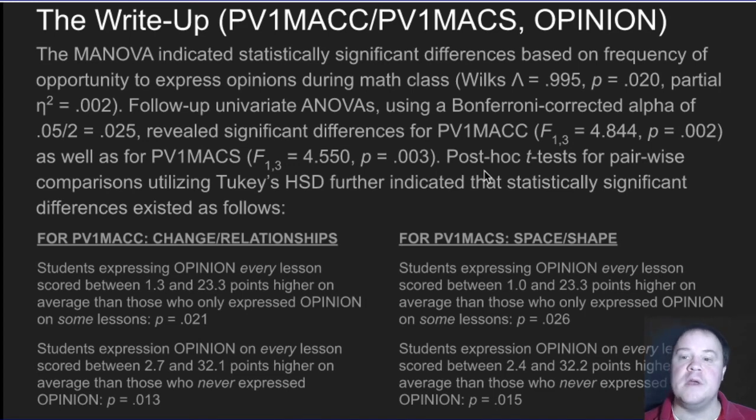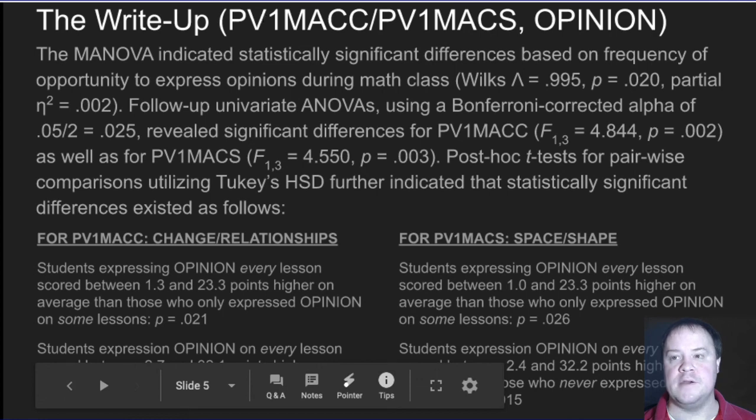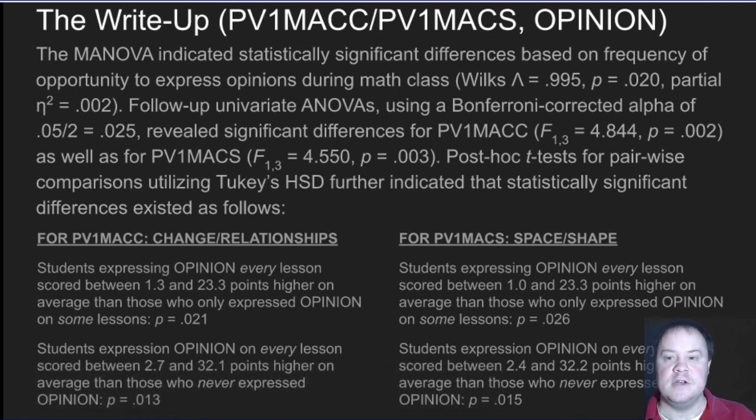Post hoc t-tests for pairwise comparisons utilizing Tukey's HSD further indicated statistically significant differences as follows. And I've put this in a wording format here rather than just giving the values. So the way we would interpret this, remember, students who had opportunities to express opinions in every lesson were different than those who had some or who had no experience or opportunity. So students expressing opinion every lesson scored between 1.3 and 23.3 points higher. Now this comes from the 95% confidence interval.